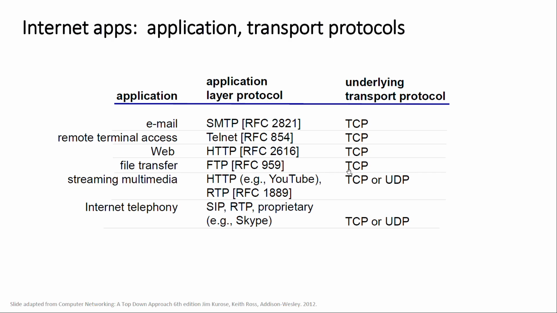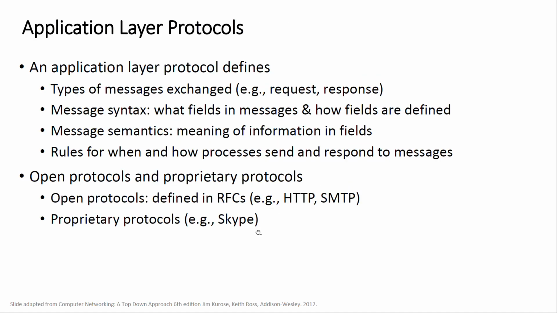Again, it uses TCP. But for streaming multimedia, you can use HTTP like the web pages, like YouTube uses, or you can have a different protocol like RTP. And here the underlying transport protocol can be TCP or UDP. It depends on you. For the speed, you might prefer UDP, and for reliability, you might end up with TCP. For internet telephony, same thing applies. You can either use TCP or UDP, and you have some protocols like SIP, RTP, or some proprietary algorithms. Like Skype uses their own algorithm.